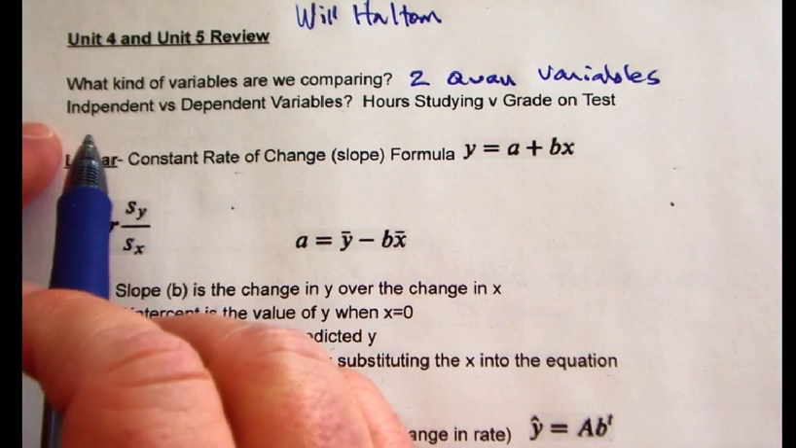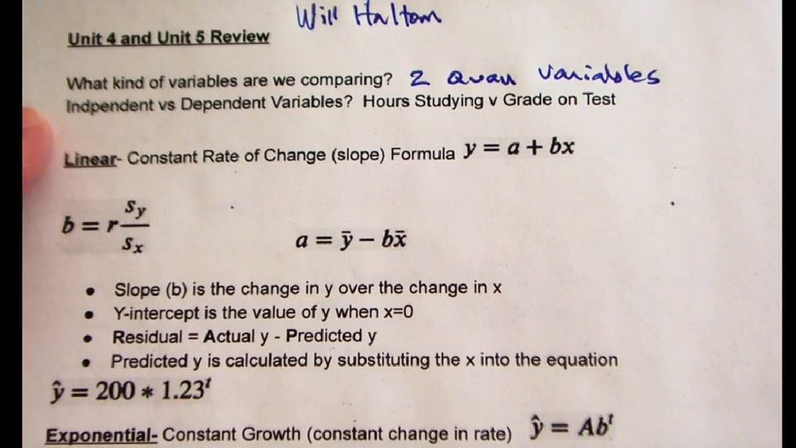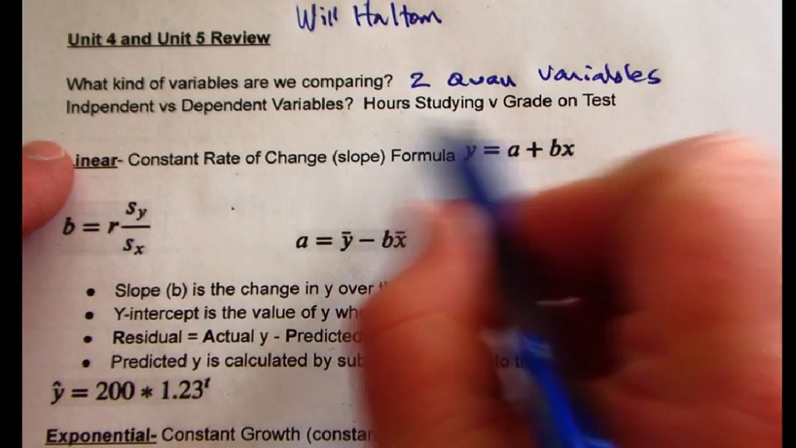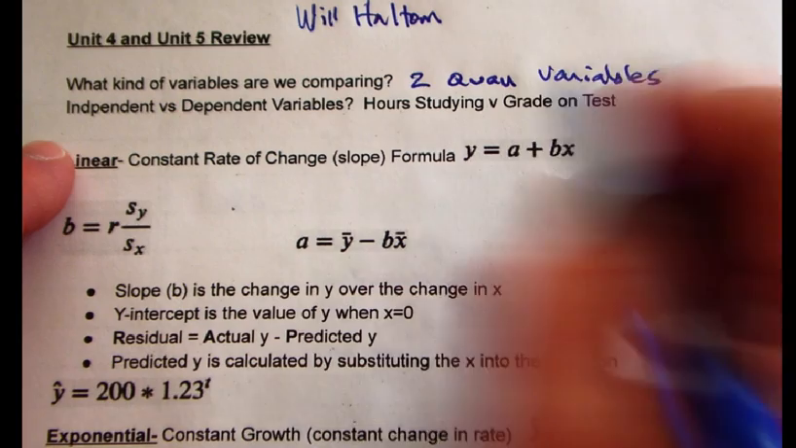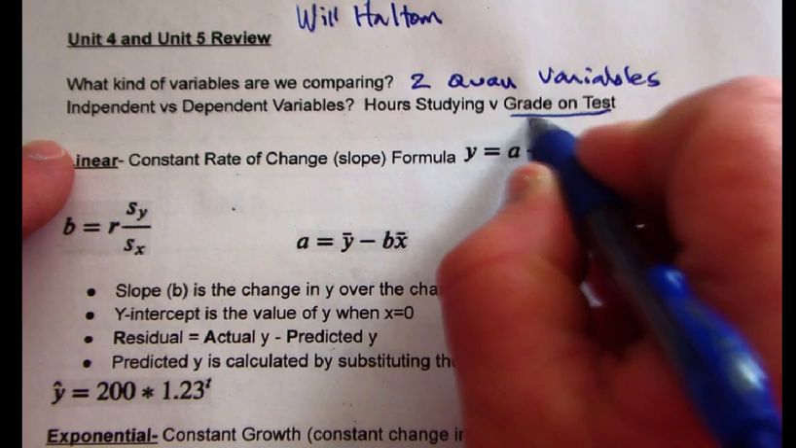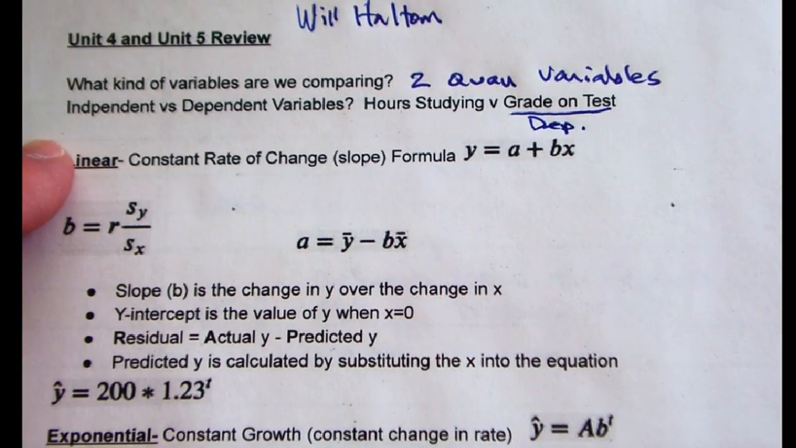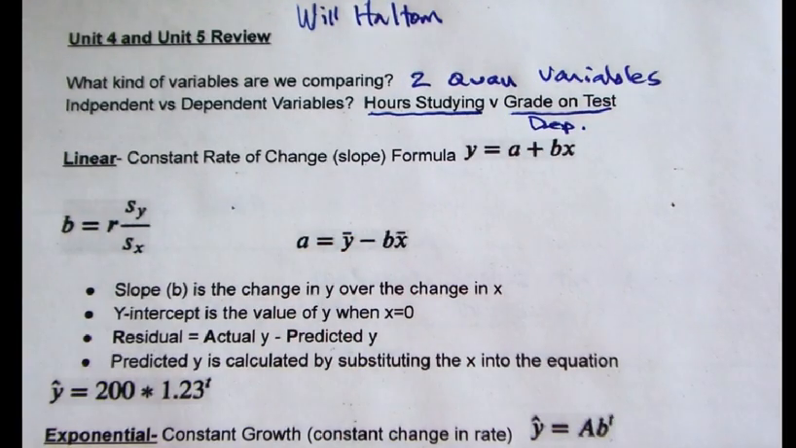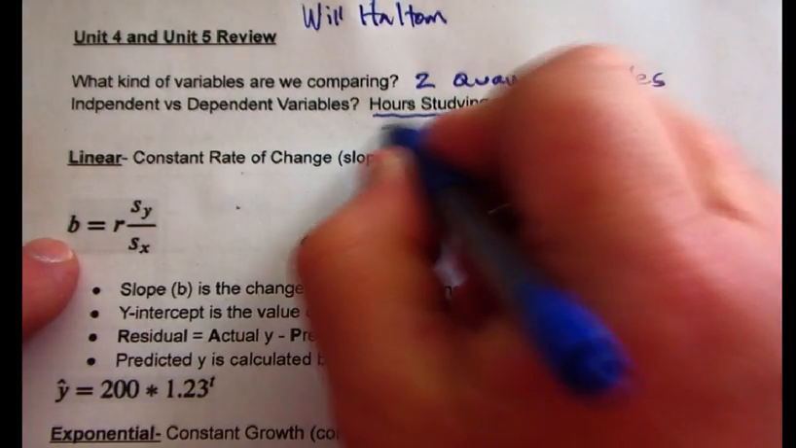So when we're trying to determine which is the independent and which is the dependent variable, we're wondering which one is changing with respect to the other one. Or in other words, which one are we trying to predict for? So if I want to find out hours studying versus grade on the test, well, usually I'm trying to predict the grade on the test, so that would be my dependent variable. And it depends on hours studying, right? So that is my independent variable.